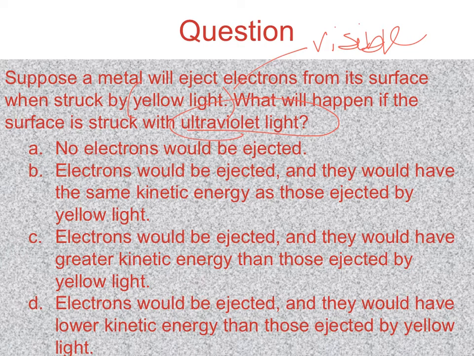I'm hoping you know that ultraviolet light has higher energy than any type of visible light. So what happens to those electrons that require at least yellow light to be ejected if you expose them to a higher energy light? Take a minute and look through the possible answers. Turn the video off for a minute and see what you would pick as the answer. And then we'll go through each one.